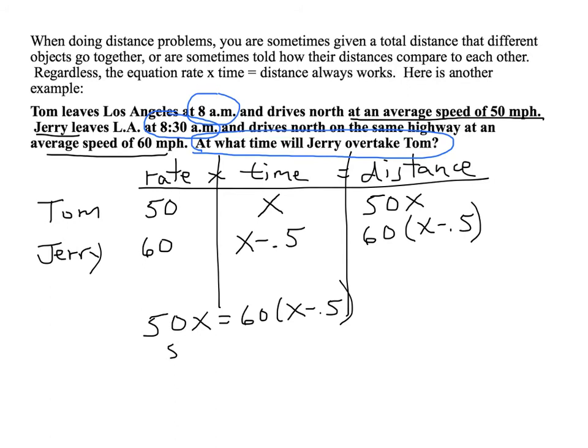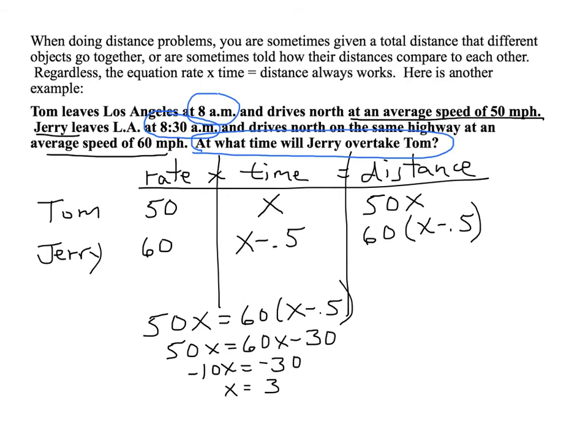and solve that. If I go through and solve that, I get 50x equals 60x minus 30. If I subtract 60x from both sides, I get negative 10x is equal to negative 30, which must mean that x is equal to 3.